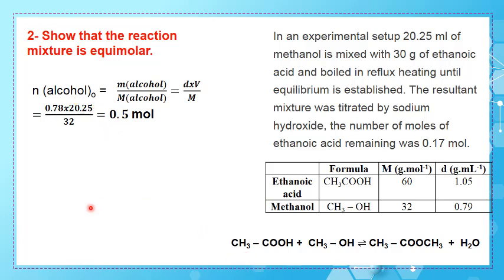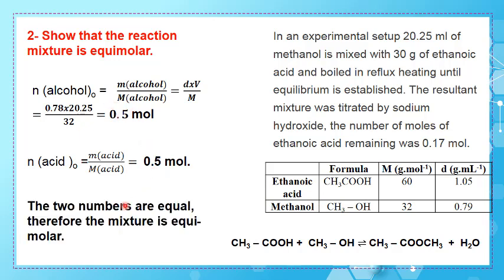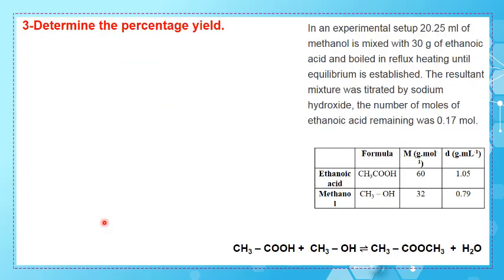What about that of acid? Let's calculate it. n of acid initial is equal to the mass of acid that is given here, 30 gram, over the molar mass of acid that is given here. So the answer is 0.5. As you can see, the initial number of moles of both is equal. Therefore, the mixture is equimolar. I repeat, equal number of initial moles.